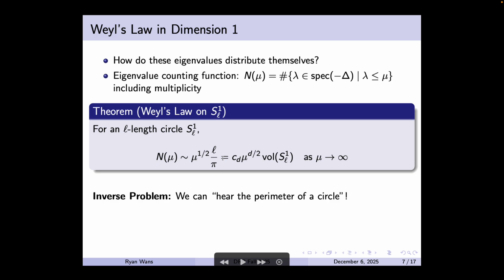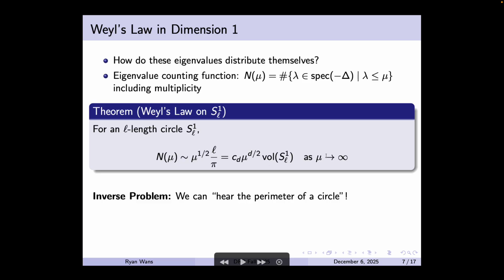For the L-length circle, we get that the asymptotic bound of this counting function is the square root of the eigenvalue times the length divided by pi. And then we generalize this as some constant, the eigenvalue to the power of dimension over 2, and then times the volume, or just the length of the circle.